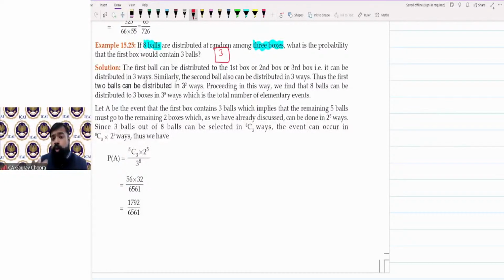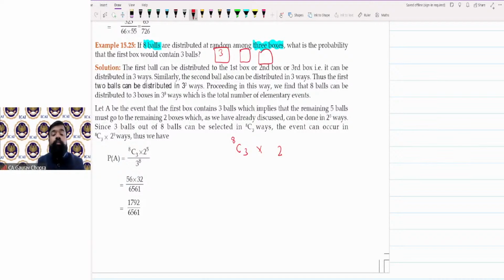Therefore, out of 8, we have to select 3 balls first. So how many ways are there for selecting 3 balls? We can write 8C3 ways for selecting 3 balls. Now how many boxes are remaining? Out of 3, 1 box is occupied, so 2 boxes are left. And how many balls are left? 5 balls are left. So 2 boxes and 5 balls.